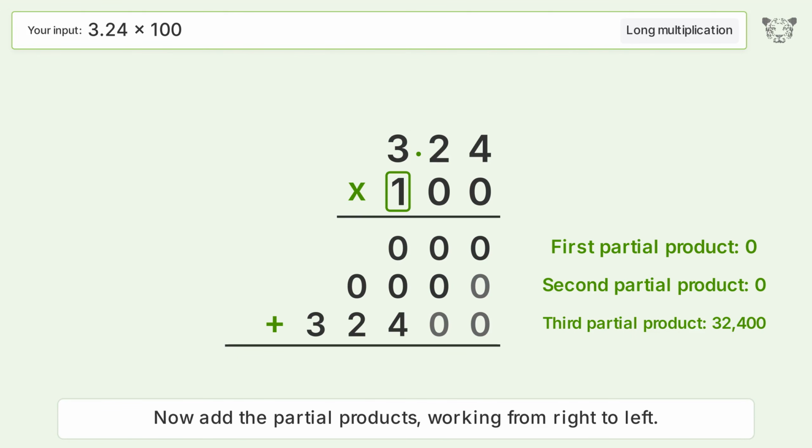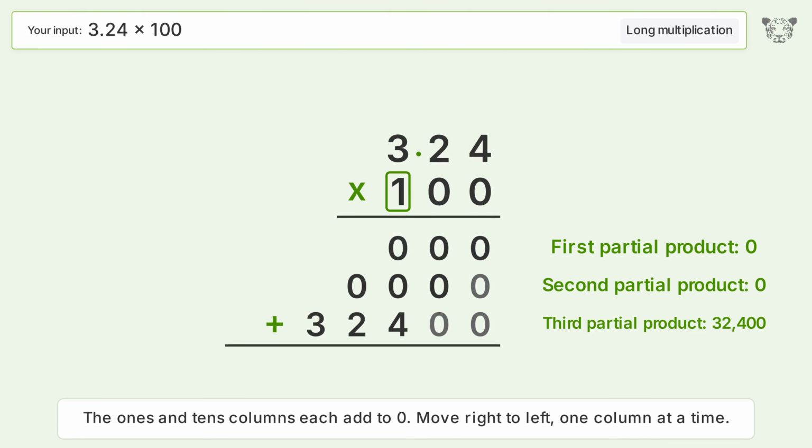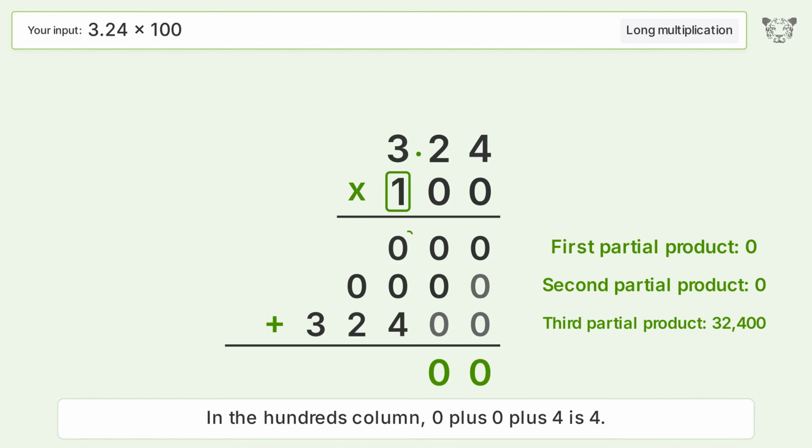Now add the partial products, working from right to left. The ones and tens columns each add to 0. Move right to left, 1 column at a time. In the hundreds column, 0 plus 0 plus 4 is 4. In the thousands column, 0 plus 2 is 2.